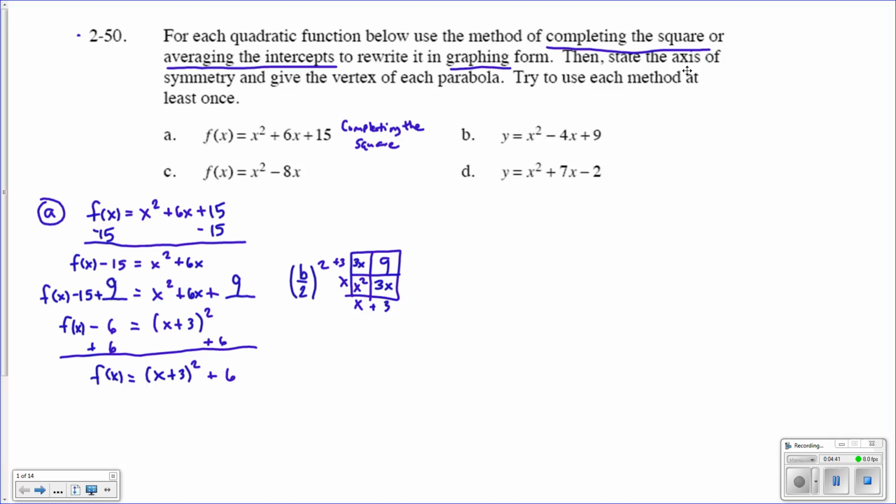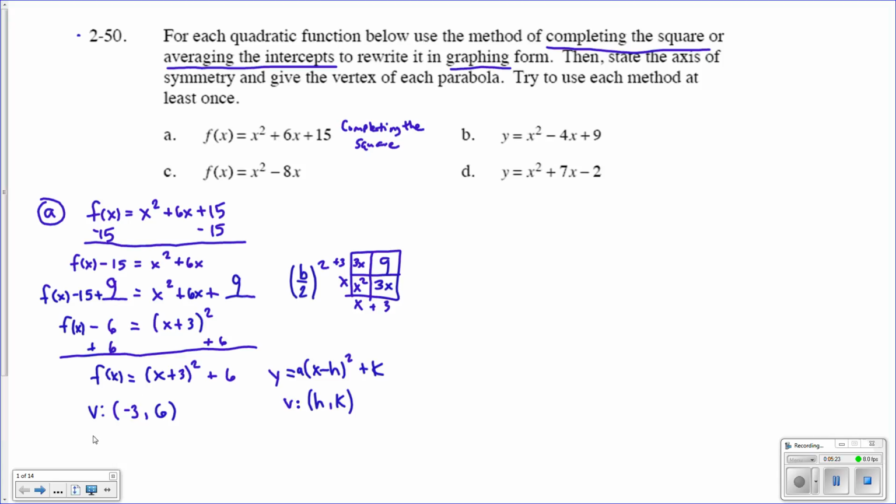Now they want us to state the axis of symmetry and give the vertex of each parabola. Well, we know our vertex right now is the point -3, 6. Remember, that comes directly from this formula: y is equal to a times the quantity of x minus h squared plus k, in which case your vertex is the point (h, k). So you're always taking away h, so you kind of have to look at the opposite value here to get the x coordinate of your vertex.